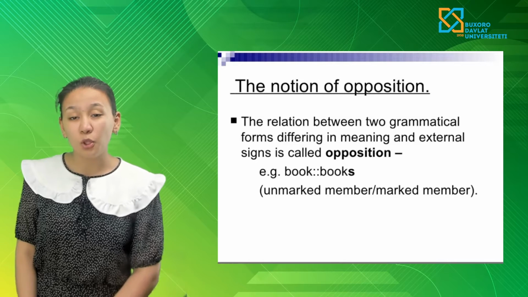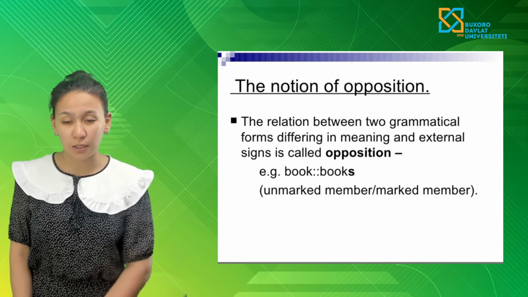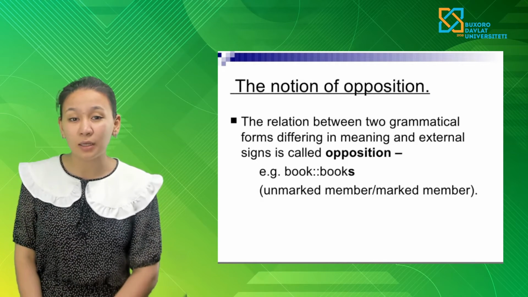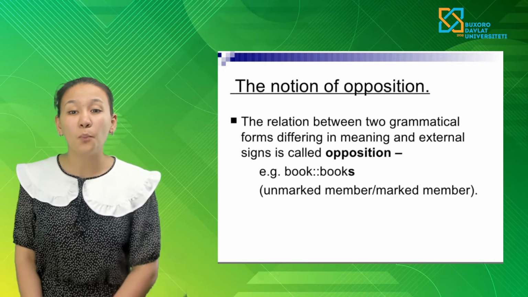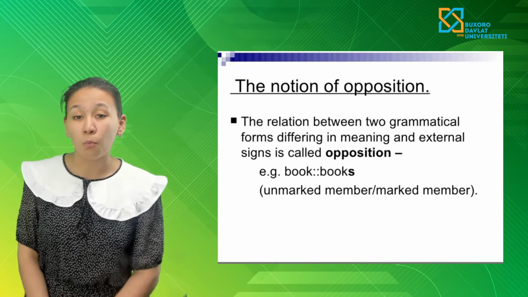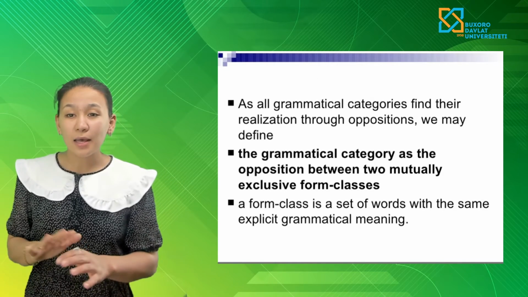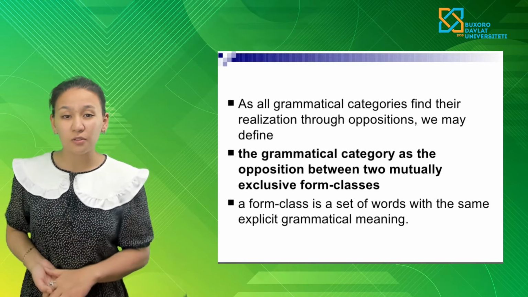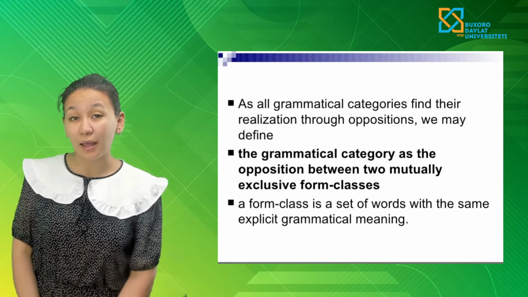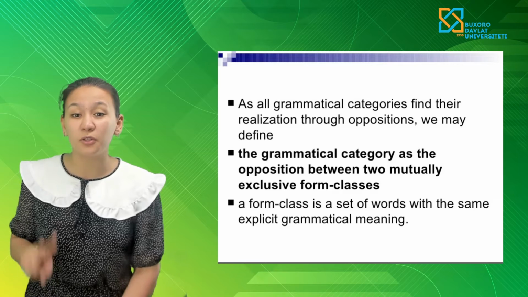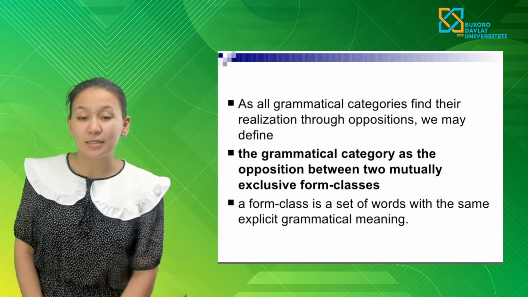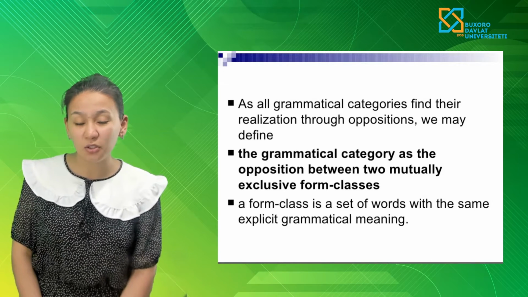Now we'll discuss the notion of opposition. The relation between two grammatical forms differing in meaning and external sign is called opposition. For example, book and books, unmarked member and marked member. As all grammatical categories find their realization through opposition, we may define the grammatical category as the opposition between two mutually exclusive form classes. A form class is a set of words with the same explicit grammatical meaning.